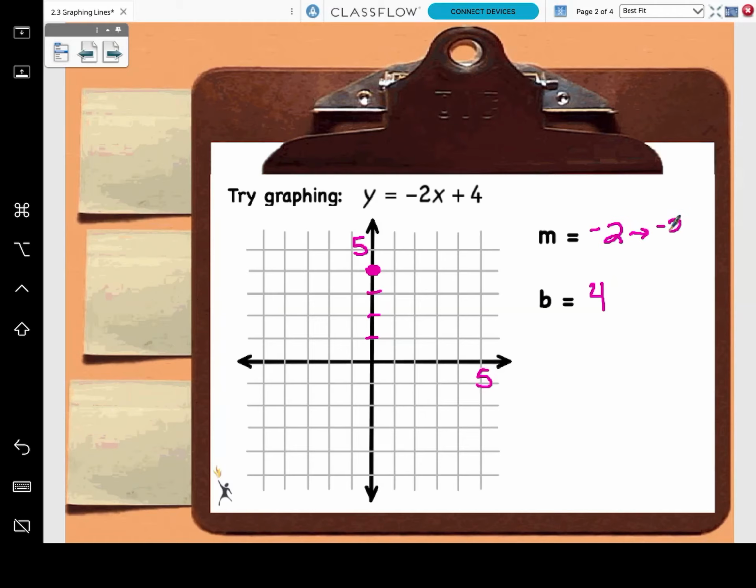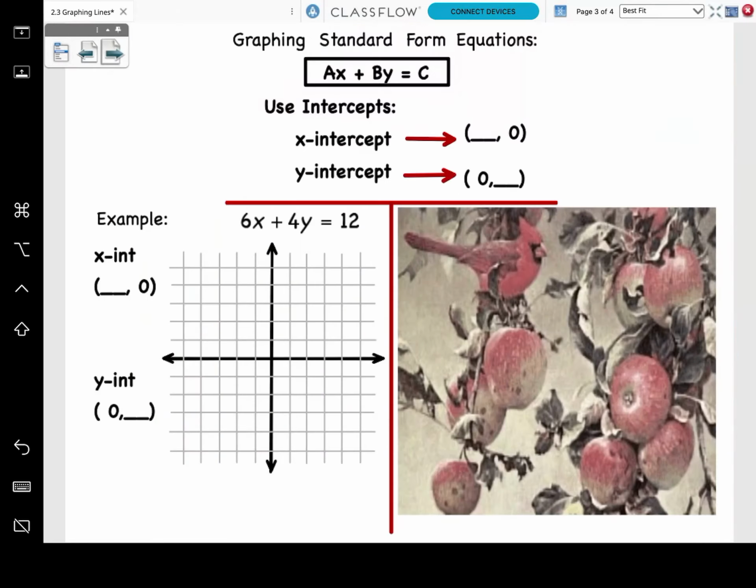My slope, though, I'm going to think of it as -2 over 1, because then I have rise over run. So if I'm going to rise -2, that's like going down 2 and then run to the right 1. And again, sketch a line as straight as possible, hitting your dots on the way by. Okay? How do you feel about that?